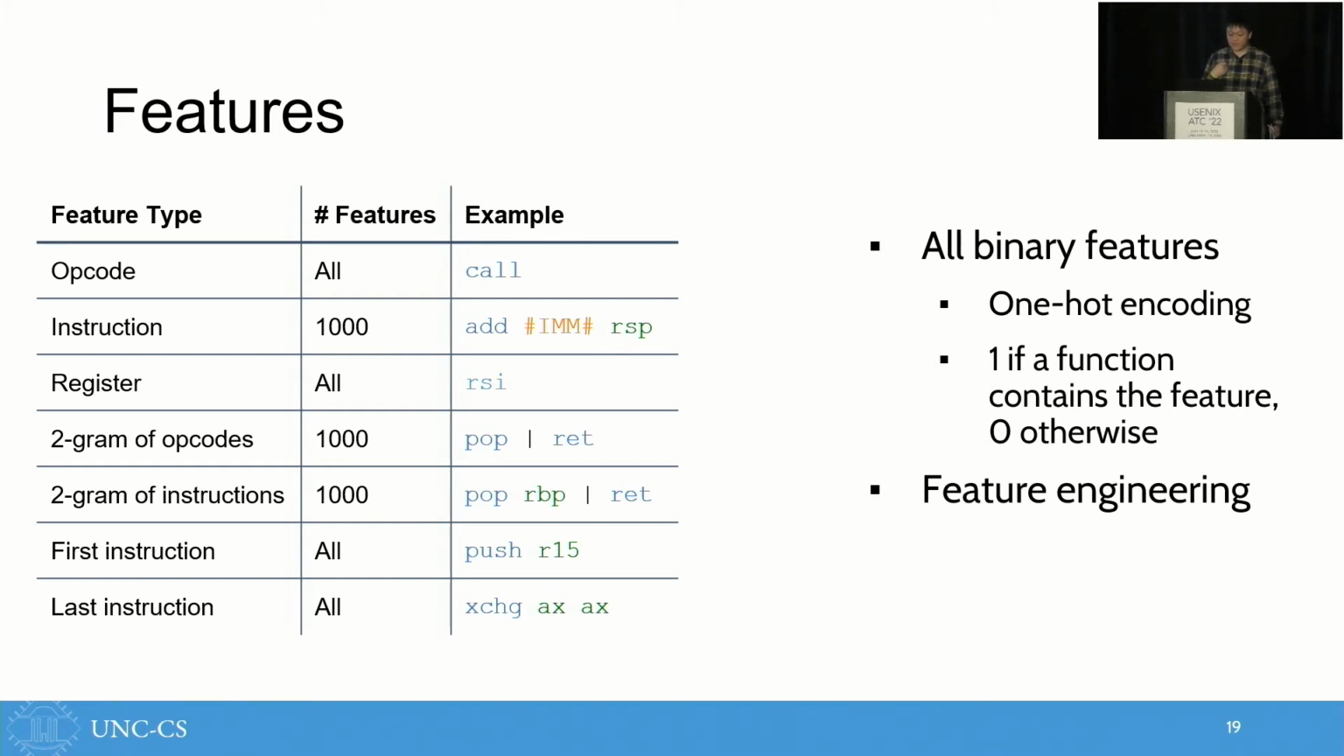And we apply feature engineering when selecting the types of features we want. For example, we also tried 3-grams of opcodes and instructions, but eventually decided not to use them because while they could bring single-digit improvements in our results, they take significantly longer to generate.